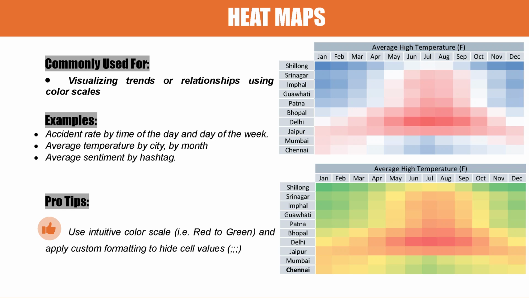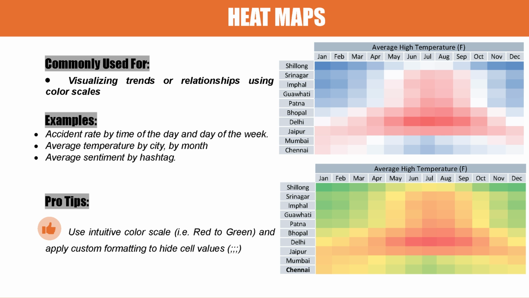Today we are going to learn an interesting topic in the Excel series, and the topic today is the heat map in Excel. Heat maps are visuals in Excel which are used to visualize trends or relationships using color scales of conditional formatting. On the right hand side you can see two heat maps.